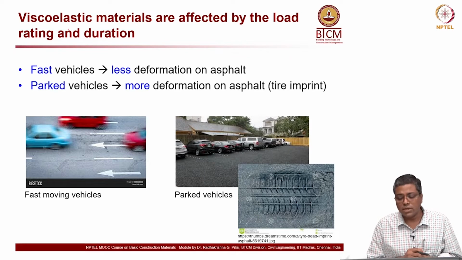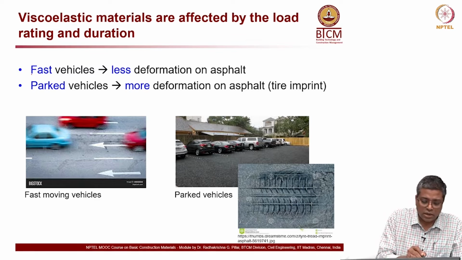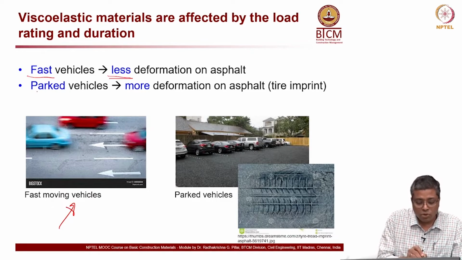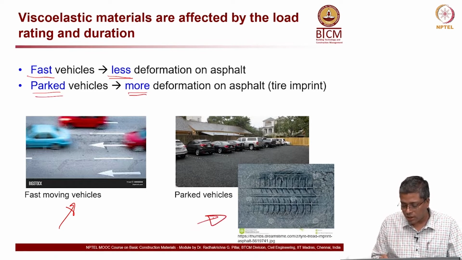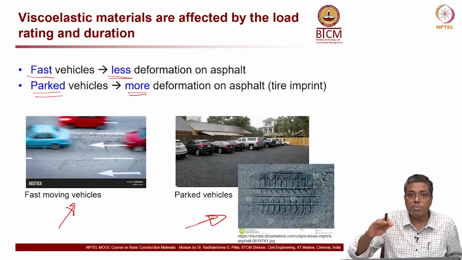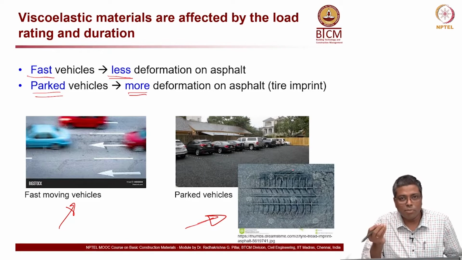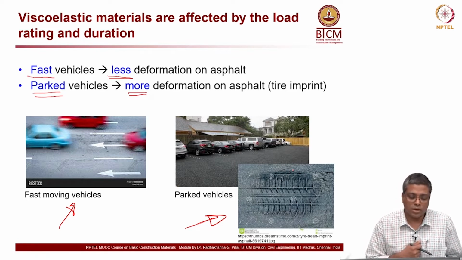Now, viscoelastic materials are affected by the load rating and duration. You can see here fast vehicles, when the vehicles are moving very fast as shown in this picture, the deformation is less. When you have a parked vehicle, you will see more deformation like you see in the marking here. You can see the imprint of vehicles. If you imagine you park during the summer and there is some bleeding on the road, the tar bleeding or the bitumen bleeding, you will see the imprint of your vehicle's wheel.